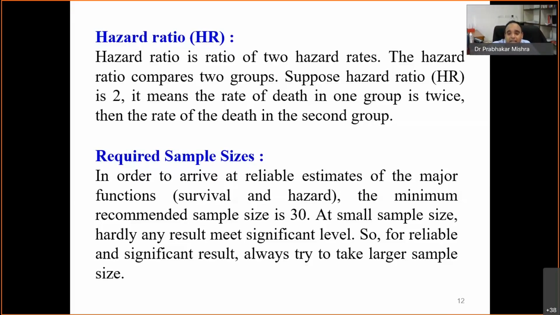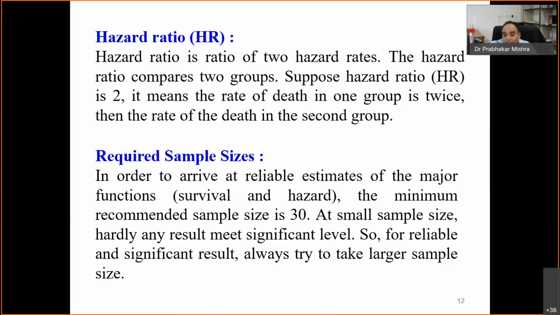Suppose the hazard ratio is 2, it means the rate of death in one group is twice that in the second group. If the hazard ratio is 3, it means the rate of death in one group is thrice as compared to the other group. So hazard ratio shows how many times more or less chance there is in one group as compared to another group.